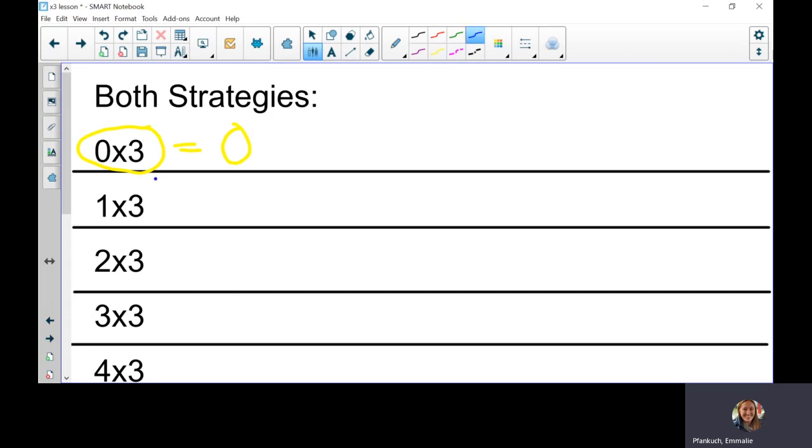My next one, 1 times 3. Yeah, I'm getting really good at my 3's, but I also know that identity property. Anything times 1 is that number. So 1 times 3 is 3.